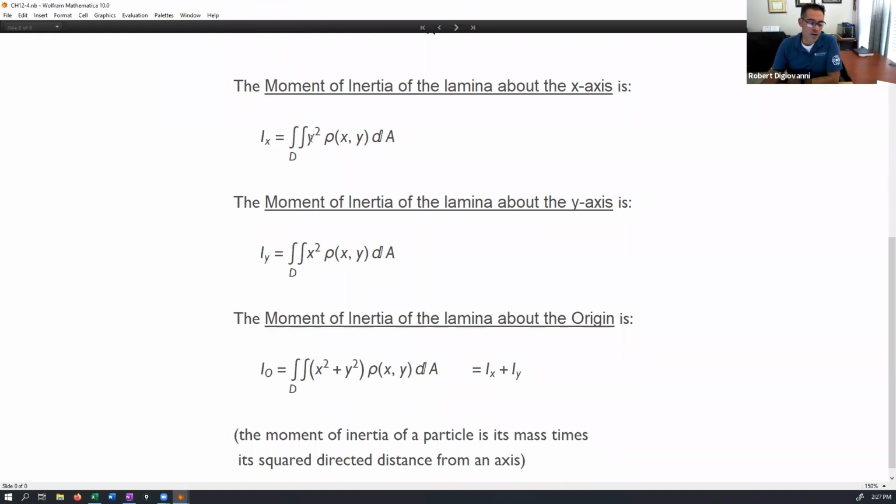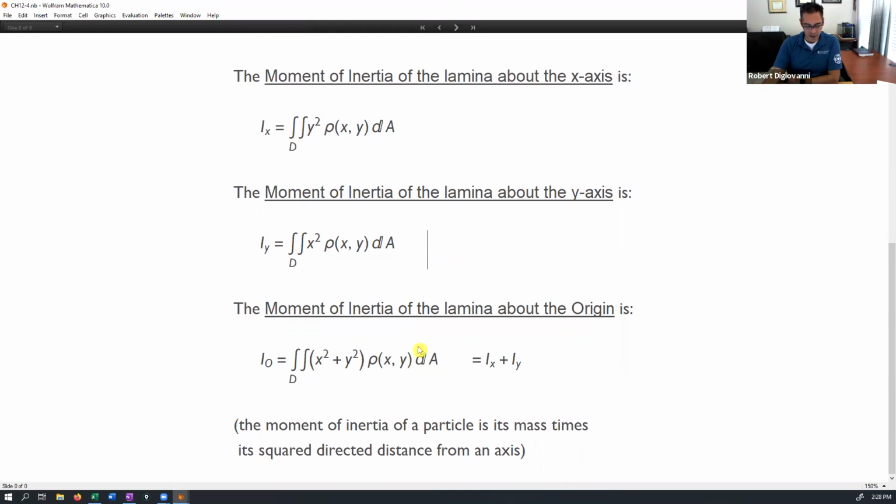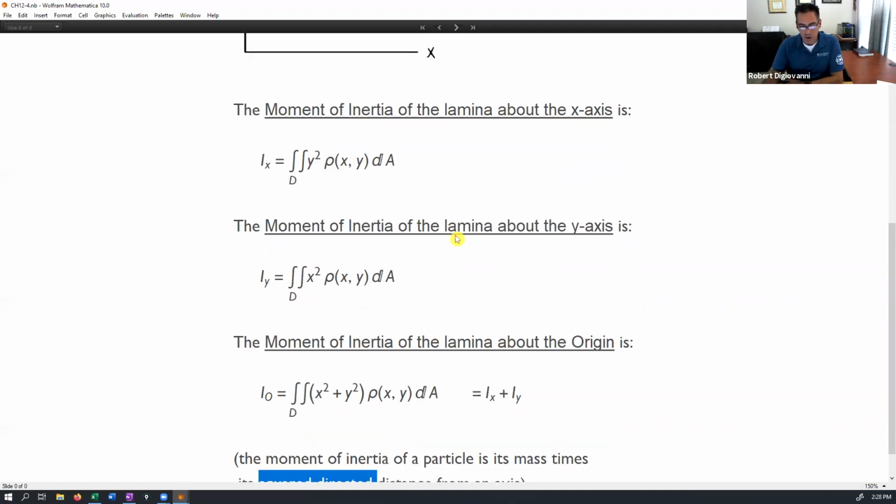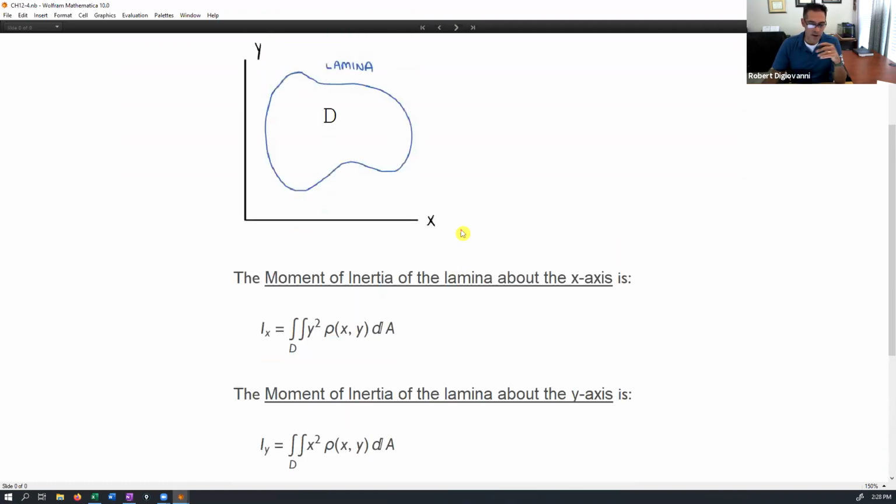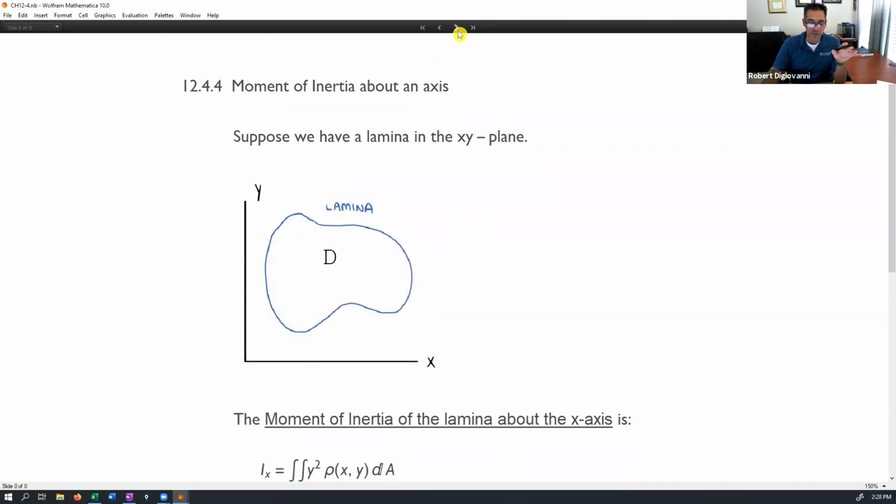Isn't the moment of inertia almost the same as the moment? The moment about the x-axis is this integral, but not y squared, just y. And the moment about the y-axis is this integral, but instead of x squared, just x. The moment of inertia is not the directed distance, but the squared directed distance. That's the difference between moment and moment of inertia. Okay, we're not going to get more into the physics here. That's it for this section.